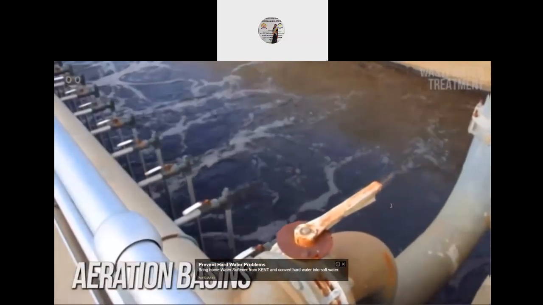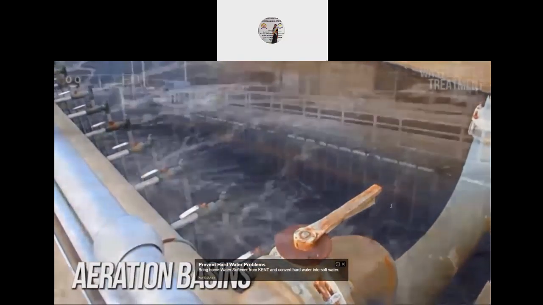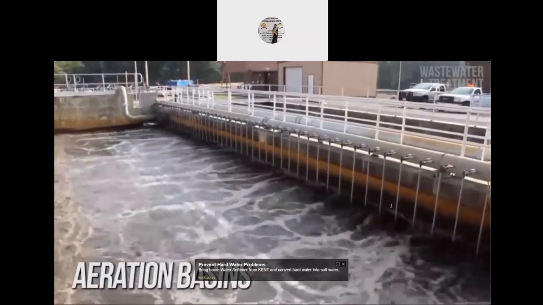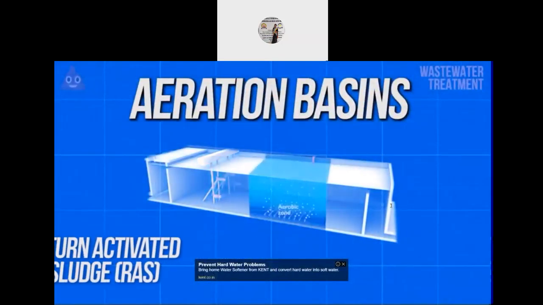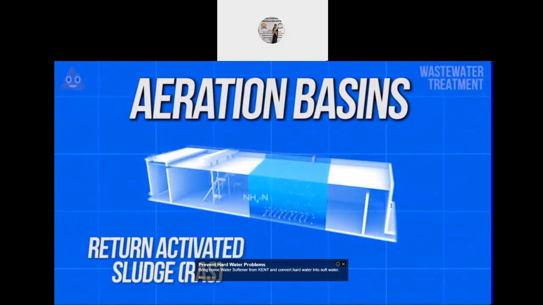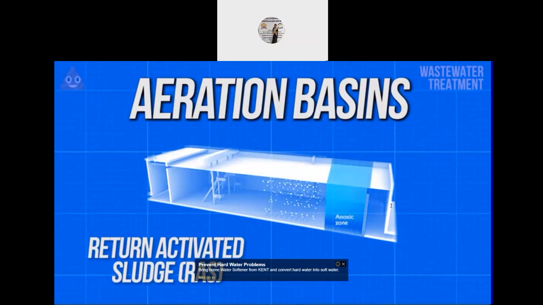Effluent flows into the aeration basins, at the bottom of which are hundreds, if not thousands, of tiny air blowers that create bubbles through the water. The water is pumped into this tank along with something called return-activated sludge. You can think of return-activated sludge as a bunch of happy little bacteria that get to eat their favorite foods all day long.